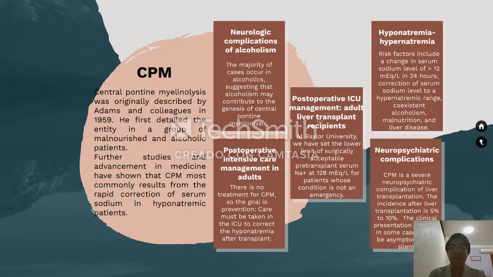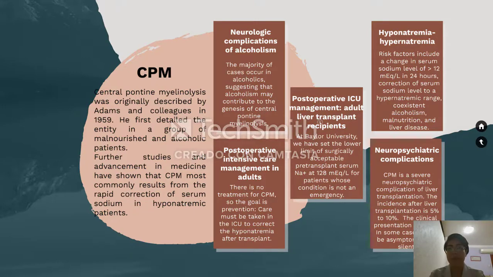Postoperative intensive care management in adults. There is no treatment for CPM, so the goal is prevention. Care must be taken in the ICU to correct the hyponatremia after transplant. Postoperative ICU management, adult liver transplantation recipients. At Baylor University they have set the lower limit of surgically acceptable pre-transplant serum sodium, which is 128, for patients whose condition is not an emergency.